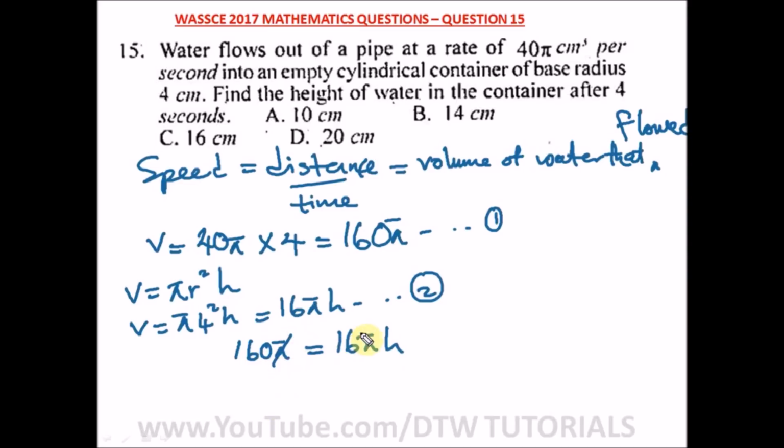So from here, pi will cancel out and we have 16h and 160. All you need to do is divide both sides by 16. And what do we have here? 16 will cancel out, and 16 in 160 is 10.